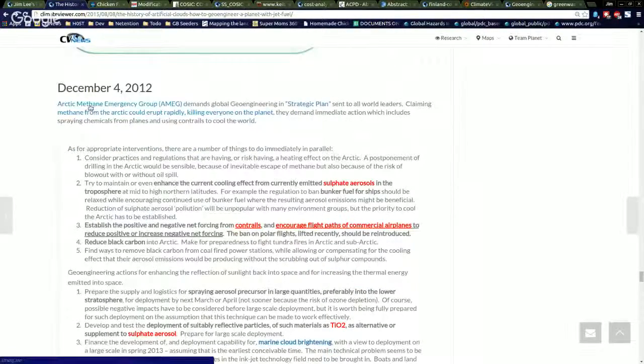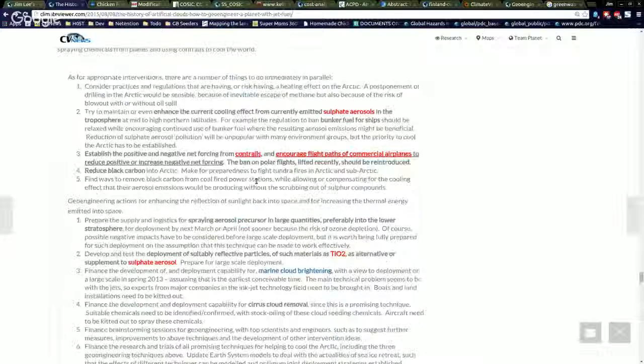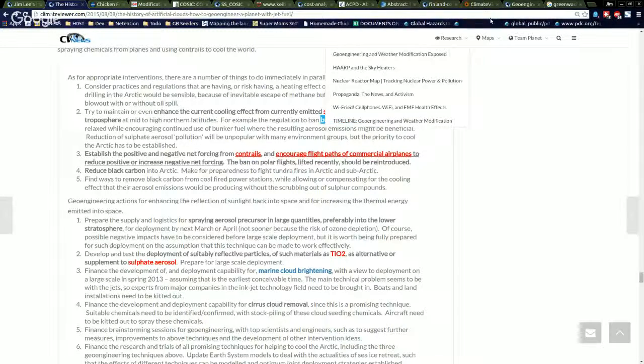Then AMEG, the Arctic Methane Emergency Group, said that methane is going to blow up the planet, and we need to geoengineer the Arctic immediately to fix that. And in that, he says, enhance the current cooling effect of currently emitted sulfate aerosols in the troposphere. For example, the regulation to ban bunker fuel for ships should be relaxed. Now, what is he talking about with ships? Might as well do this now.